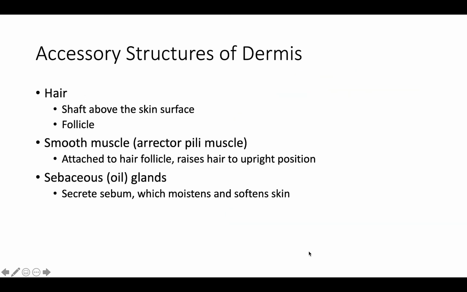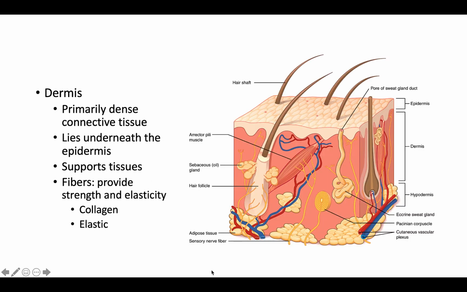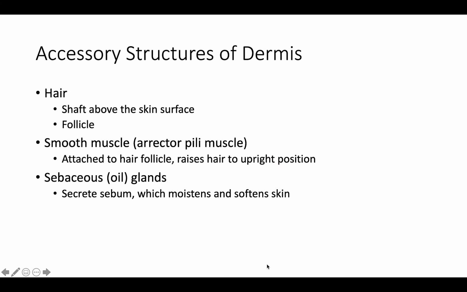And so there are accessory structures associated with the dermis, and you can find hair, and that'll be the shaft above the skin surface. There'll be a follicle in there and a bulb. And then there's a smooth muscle called the erector pili muscle that attaches to the hair. I'll go back a slide here really quick. You can see the smooth erector pili muscle that attaches to the hair, and it helps erect or stand up the hairs, give you goosebumps.